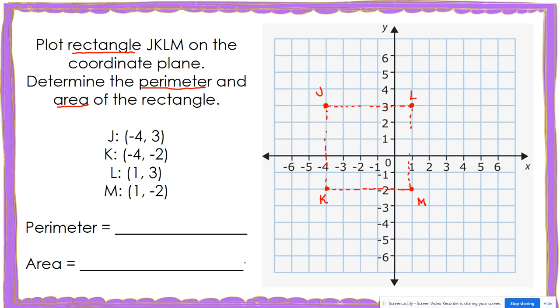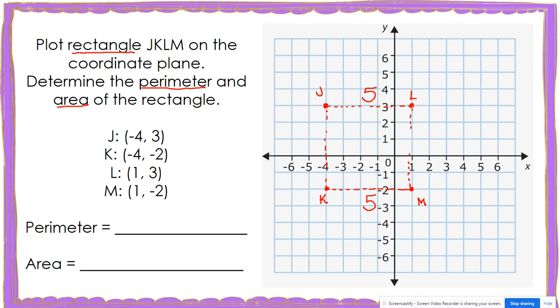To do this, I need to know all of the side lengths. So I can use this and I can count to find how far J is from L. If I start at J, I notice that I'm going to move 1, 2, 3, 4, 5 units to get to L. So the length from J to L is 5. We know that since the length from J to L is 5, the length from K to M is also 5.